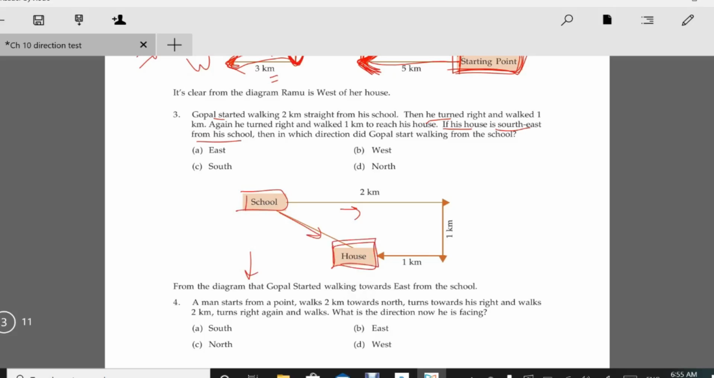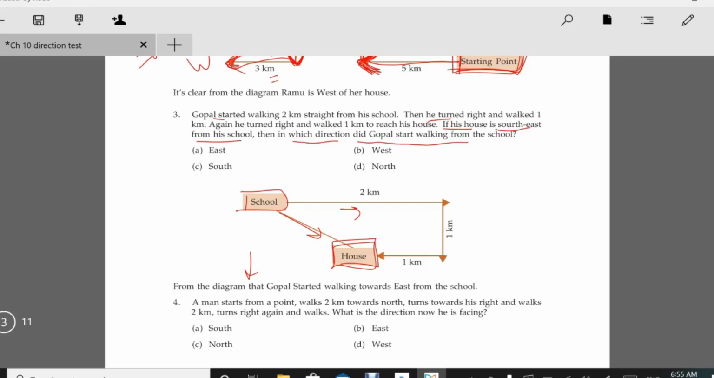What is the question asking? In which direction did Gopal start walking from the school? Okay, so the question began like Gopal started walking straight from his school. Which direction? We don't know. That is what the question is asking. So let us see how to go about this question.